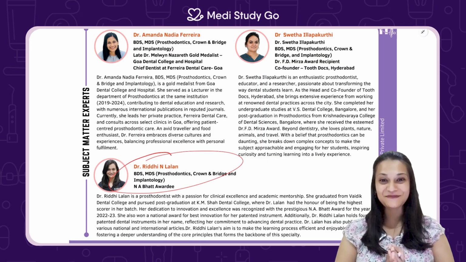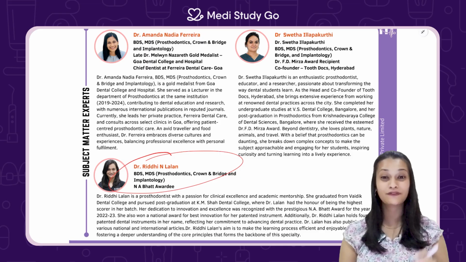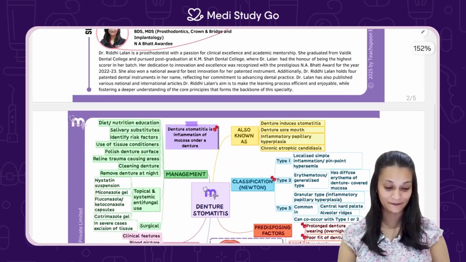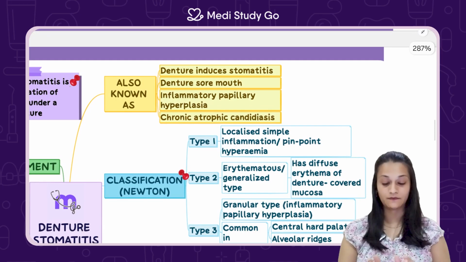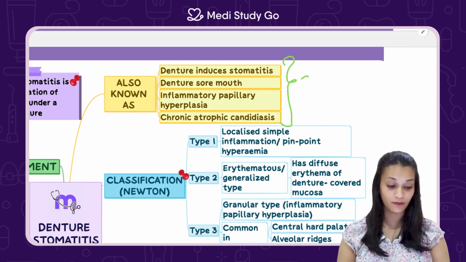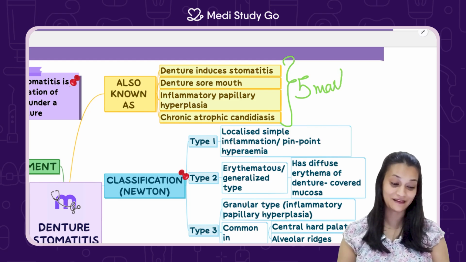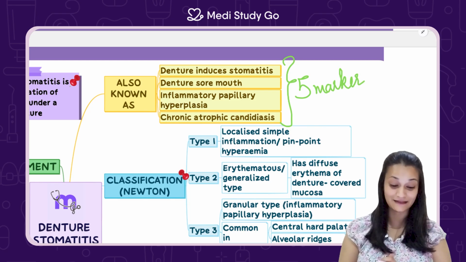So we're going to be learning about this today. As you all know, I'm Dr. Rudy Lalin, prosthodontist and author of Dental Material and Prostho Mind Map book. I'm your mentor for both the subjects, and we are going to dive into the topic of denture stomatitis today. Now, denture stomatitis is known by multiple names. At the same time, you can expect a 5-marker with anything. So your examiner can be tricky and can ask you anything regarding this.